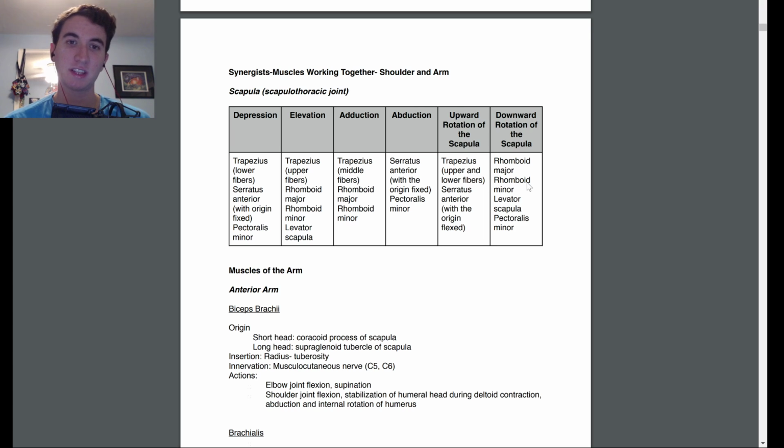Upward rotation of the scapula is caused by the traps, the upper and lower fibers of them, the serratus anterior with the origin fixed. And then downward rotation of the scapula is caused by the rhomboid major and minor, levator scap, and pec minor. And then, woohoo, that's all of those muscles down.